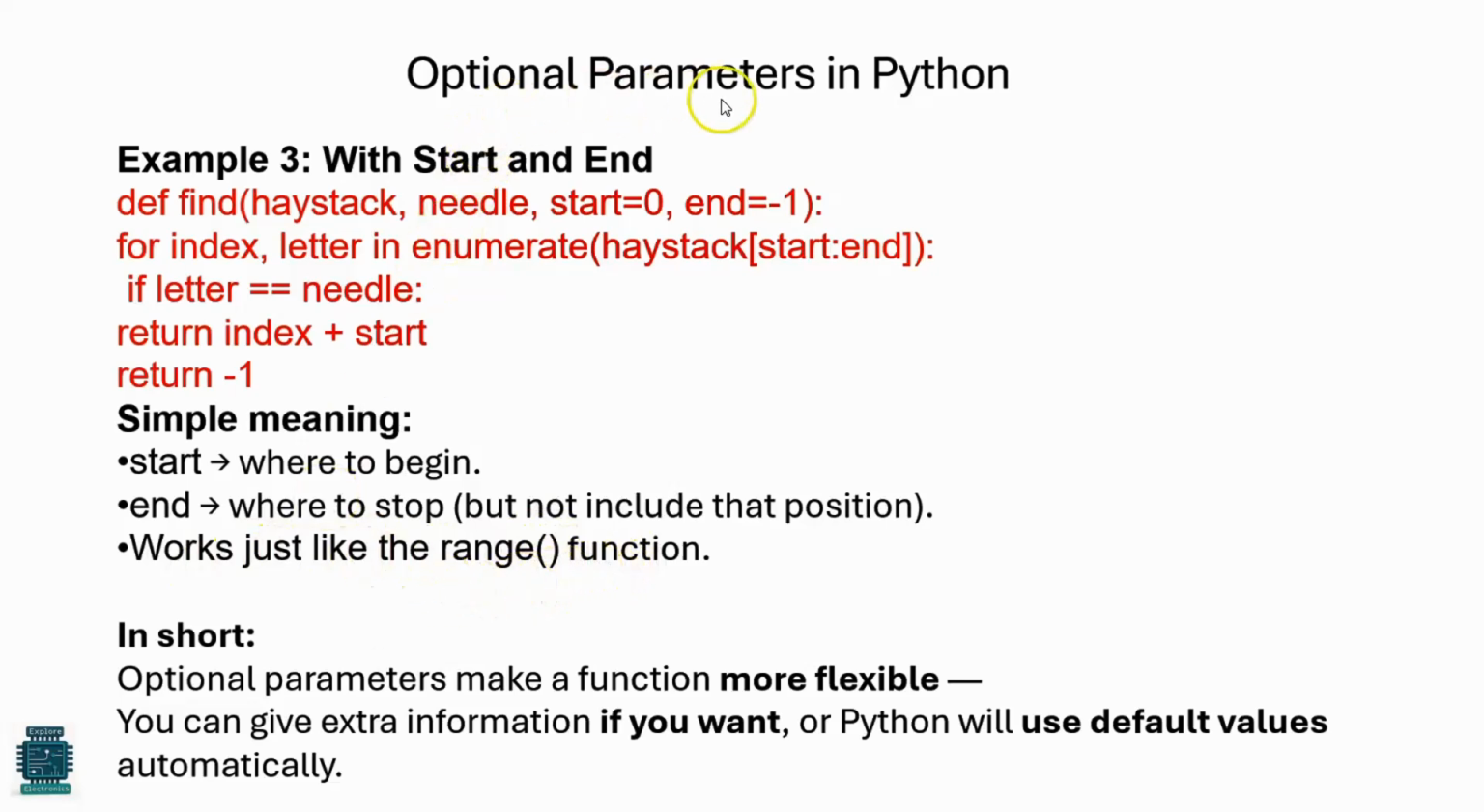Here, what is an optional parameter? I'll tell you in short. Optional parameters make a function more flexible. You can give extra information if you want, or else it will use default values automatically. Very clear with the optional parameters?